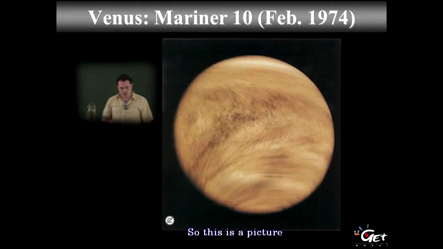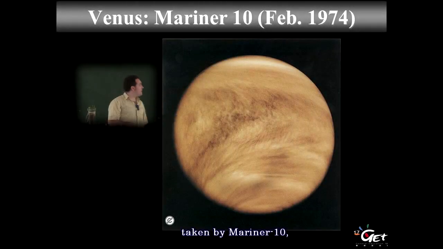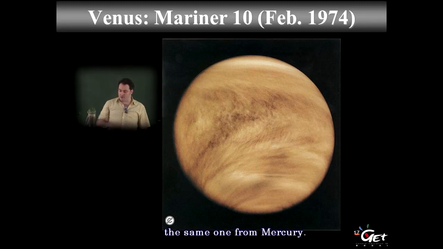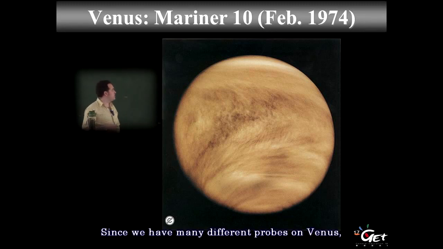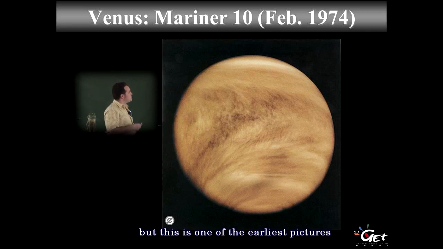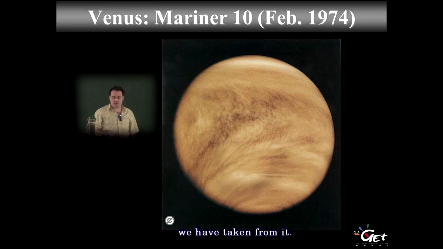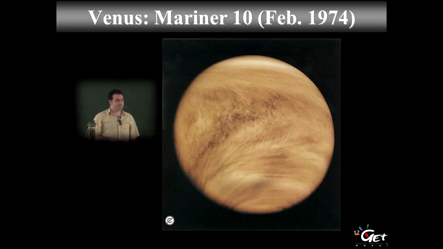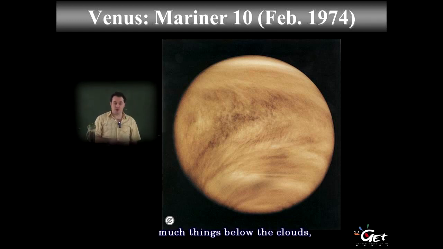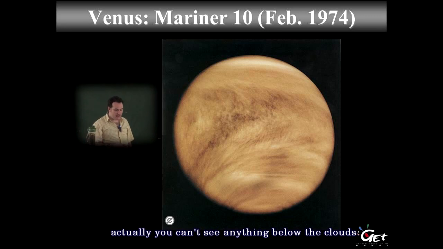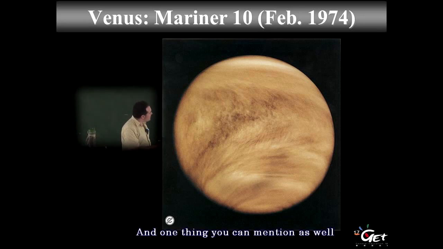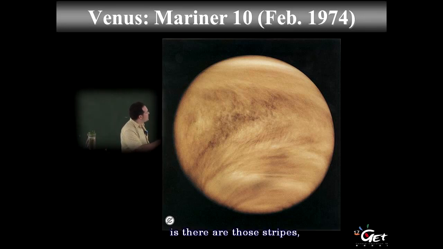Okay, so this is a picture taken by Mariner 10, the same one as for Mercury. We have many different probes on Venus, but this is one of the earliest pictures we have taken of it. And as you can see, you can see only clouds. You don't see much below the clouds. Actually, you can't see anything below the clouds. And one thing you can mention as well is that there are those stripes, something like motions.